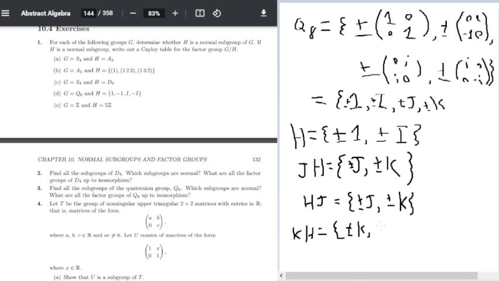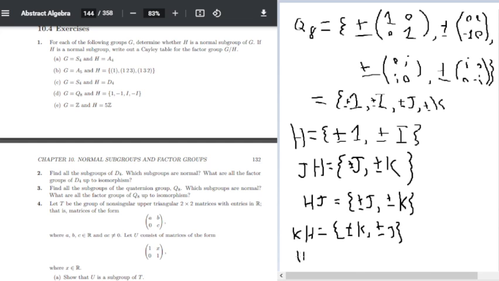So KH, and then we have KI is equal to the matrix 0, 1, negative 1, 0, multiplied by K is I 0, 0, negative I, is equal to 0, 1, so it would be 0 in the first place, so it's going to be 0, I, it's going to be plus or minus that, so it'd be plus or minus J.